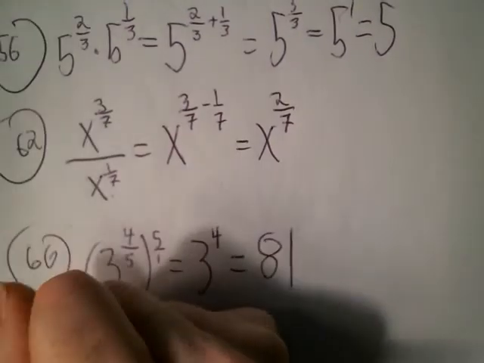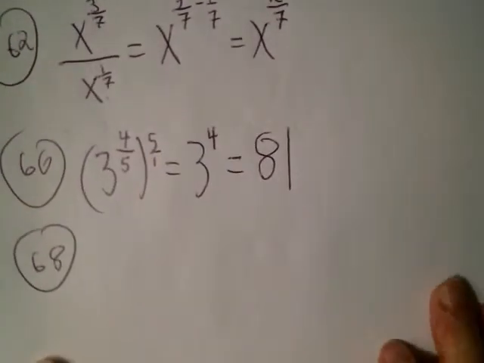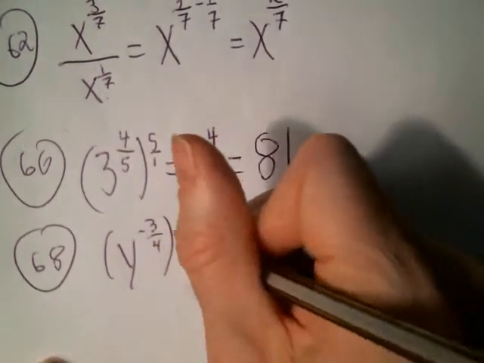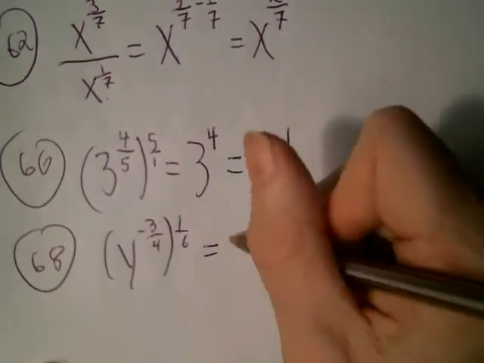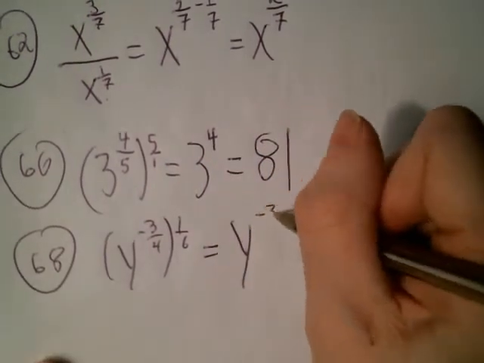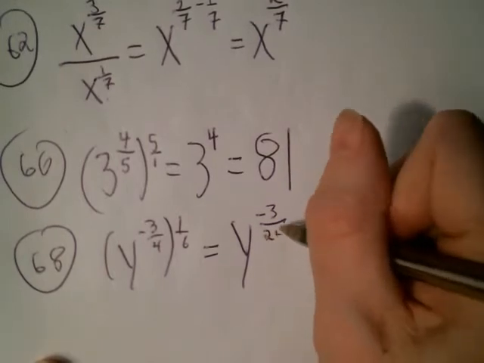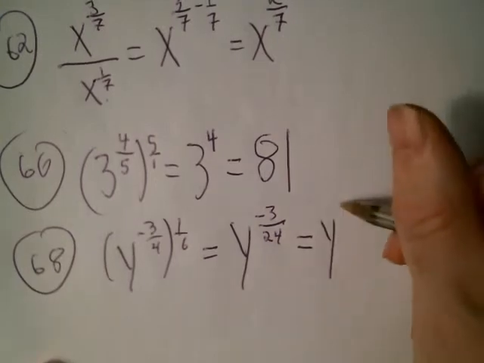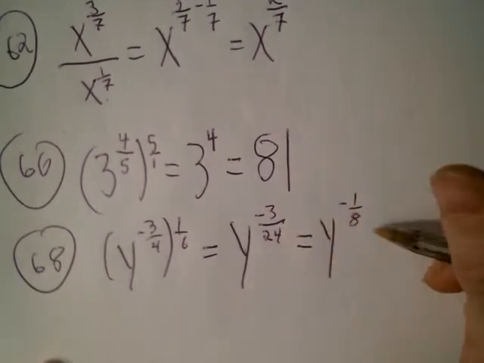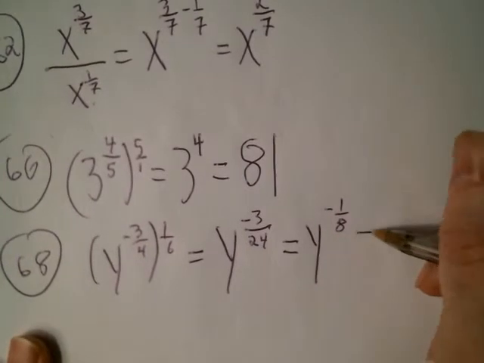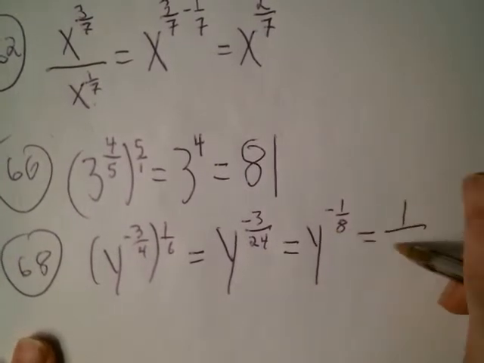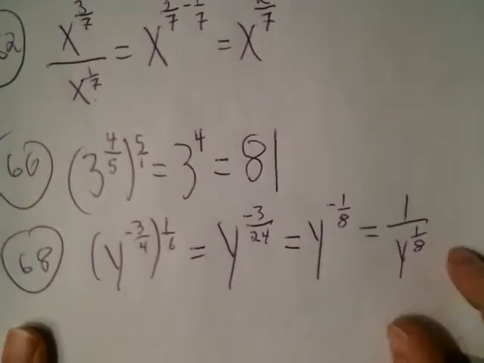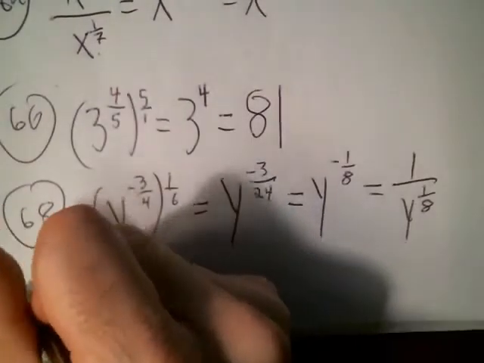There's a 68. We have y to the negative 3/4, then raised to the 1/6. So you have to multiply your exponents. So I have negative 3 all over 24. And then I want to simplify that exponent, y to the negative 1/8. And then I can't leave negative exponents floating about. So I need to take this and move it downstairs. 1 over y to the 8th power. 1 over y to the 1/8.